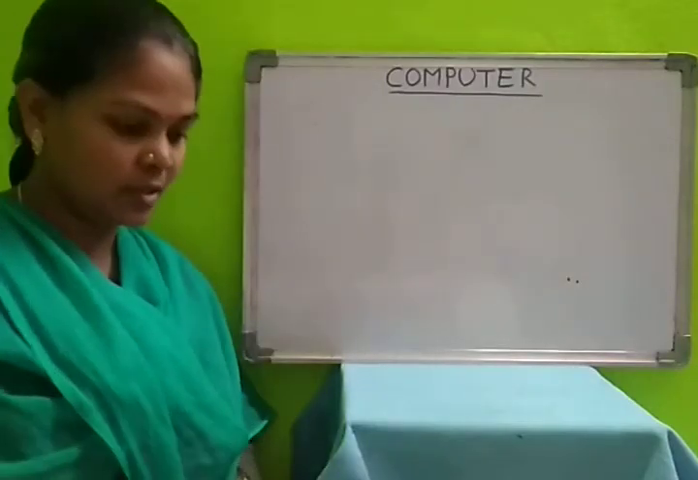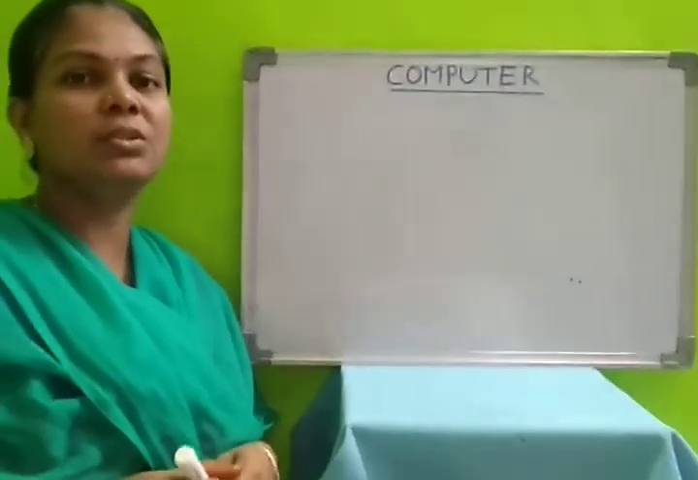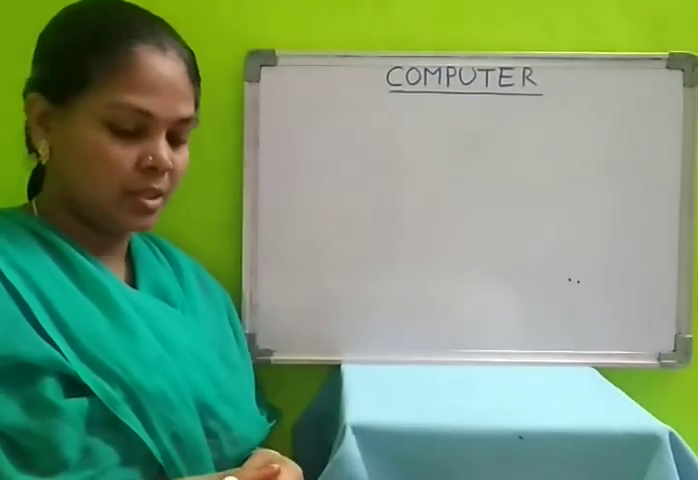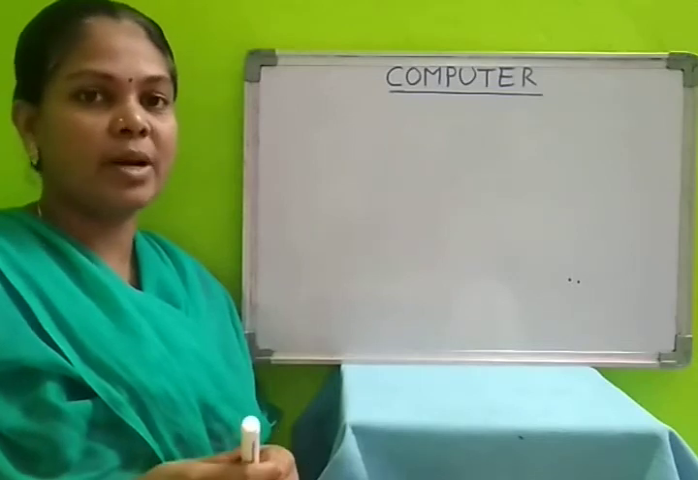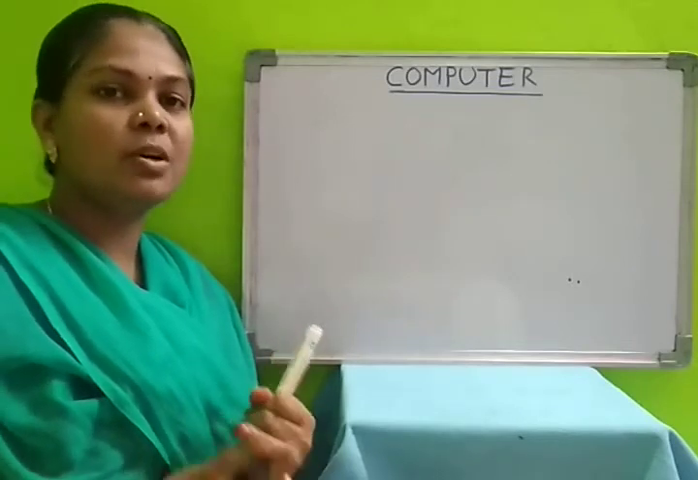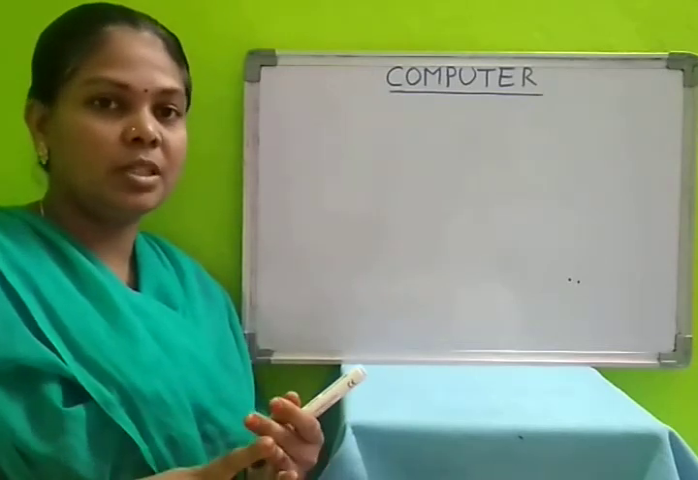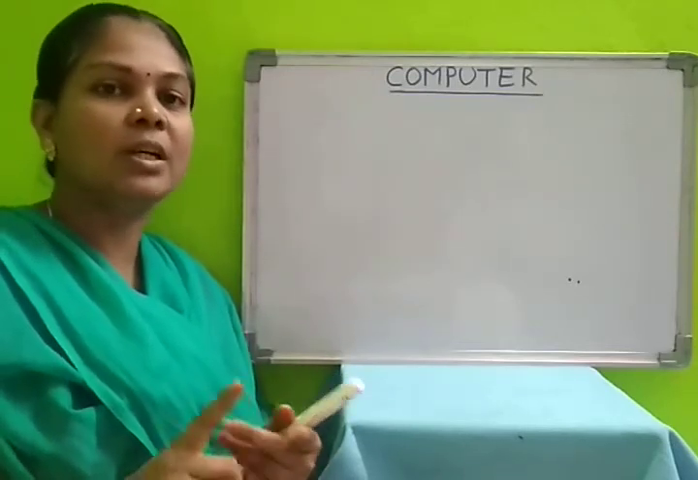Good morning children. Today we are going to learn about the uses of a computer. Till now we have learned about the parts of a computer. So how many parts in a computer? 4 parts in a computer. So keyboard, mouse, monitor, cabinet. And all those devices are connected to the cabinet.